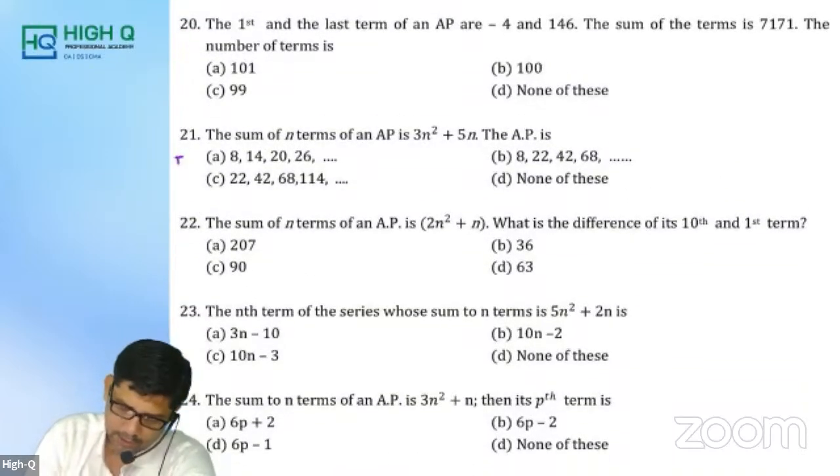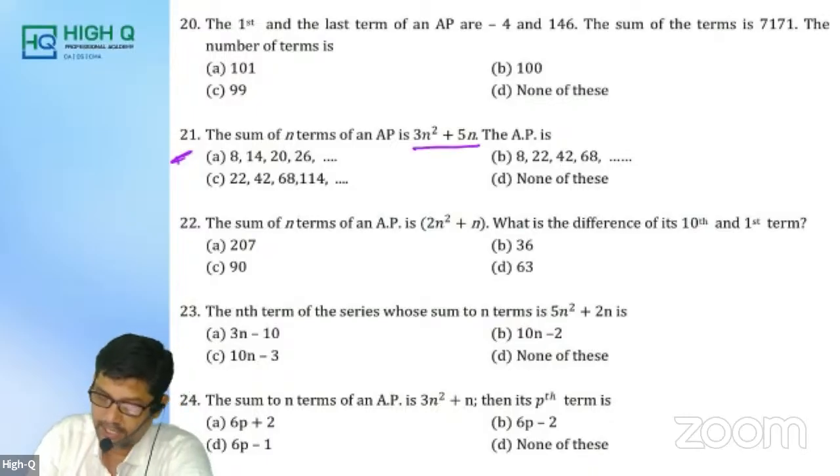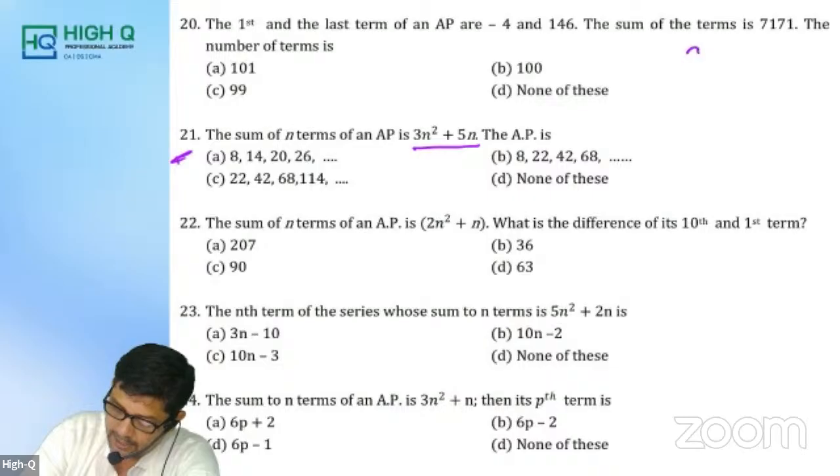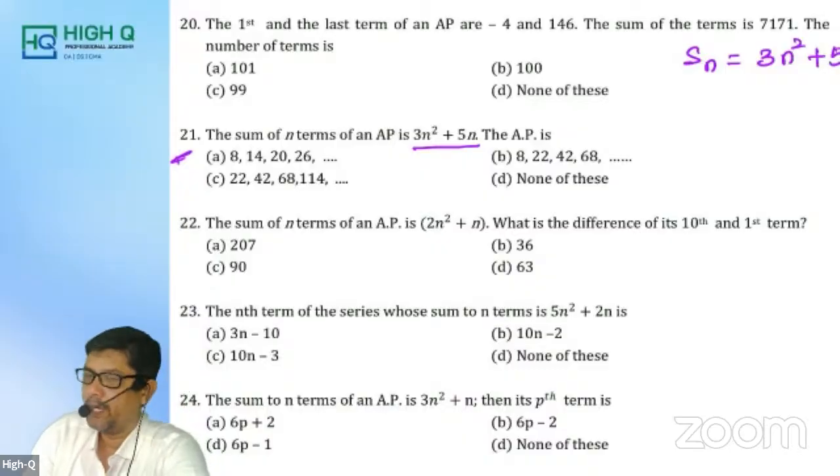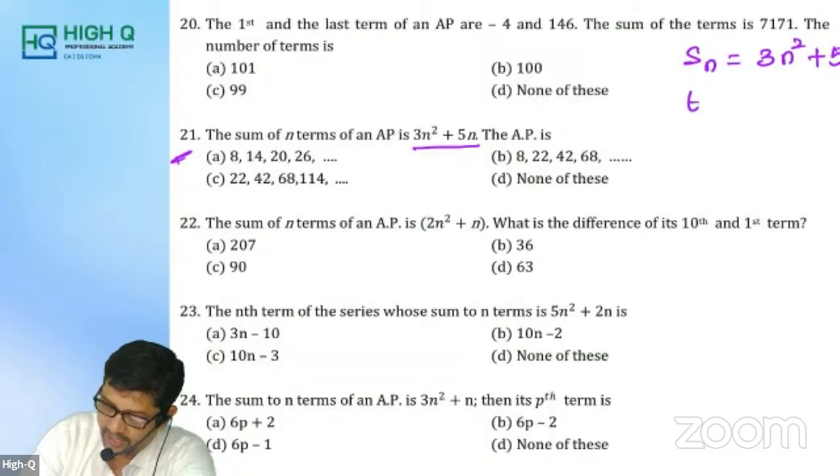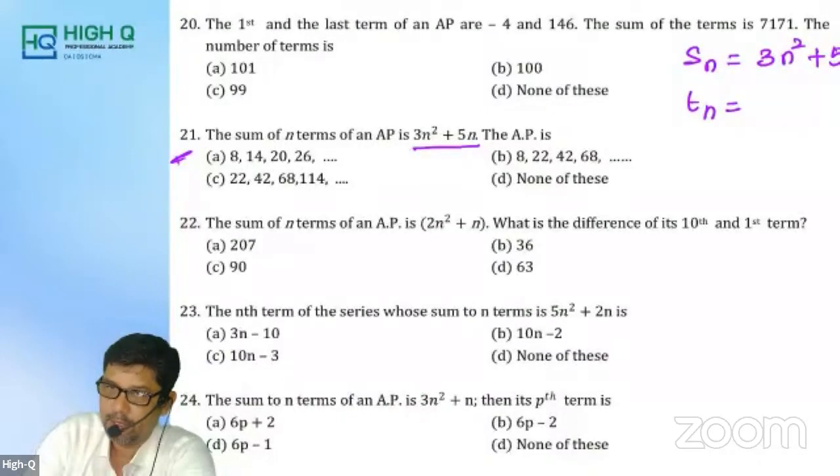Now, look at sum number 21. The sum of n terms of an AP is 3n square plus 5n. The AP is, okay, I'll tell you one simple method. This is my Sn. Use this trick and remember it. Whenever Sn is given, to find Tn, I told you one method. Do you remember that method?